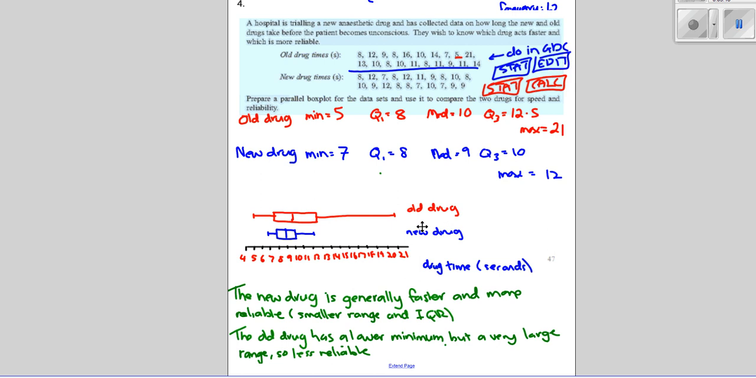So which drug do you think is more reliable? New drug, yeah. You can probably have a good idea how fast it's going to act. Whereas this old drug, it's really hard to work out how many seconds it's going to act because there's such a range of possibilities. So there are different ways you can interpret the box and whisker plots.